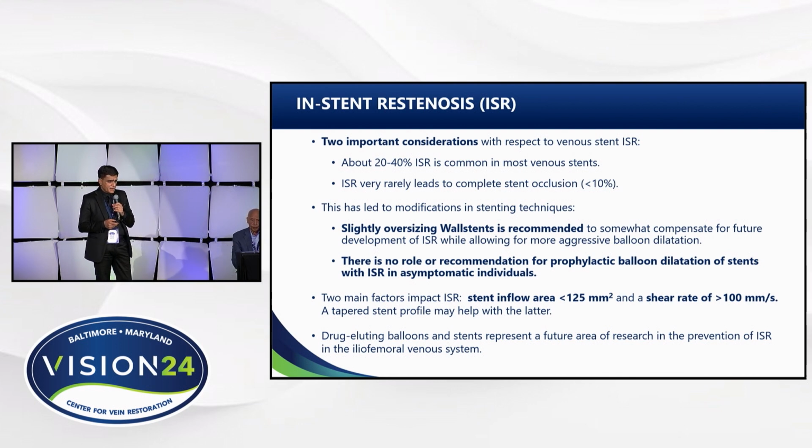The two main factors that impact ISR per their group are a stent inflow area of less than 125 square millimeters and a shear rate of greater than 100 per second. They do a lot of basic research in their physiology lab, and that's where they came up with these numbers. And in order to counter the shear rate of greater than 100, they recommend a tapered stent profile distally in order to not create an iatrogenic inflow disease. Drug-eluting stents and balloons have been traditionally used for ISR in coronary artery disease and peripheral artery disease. We may be able to extrapolate that to the venous world, but it may be a different kind of drug that is used for the venous stents.